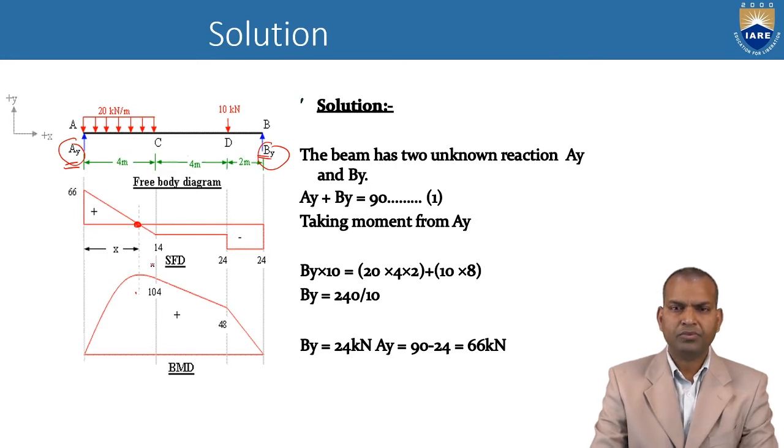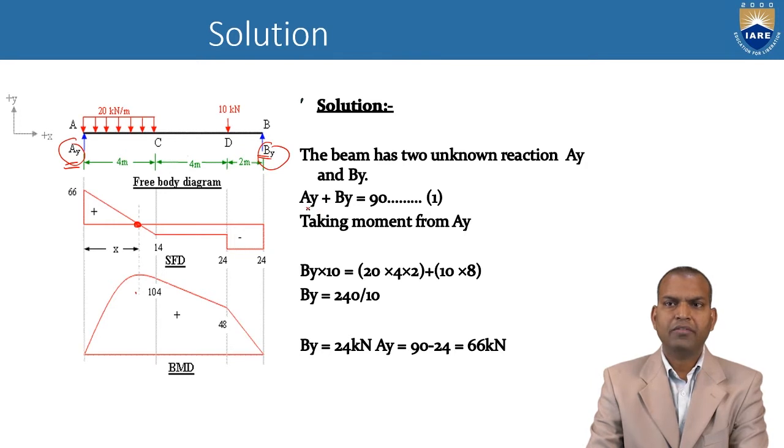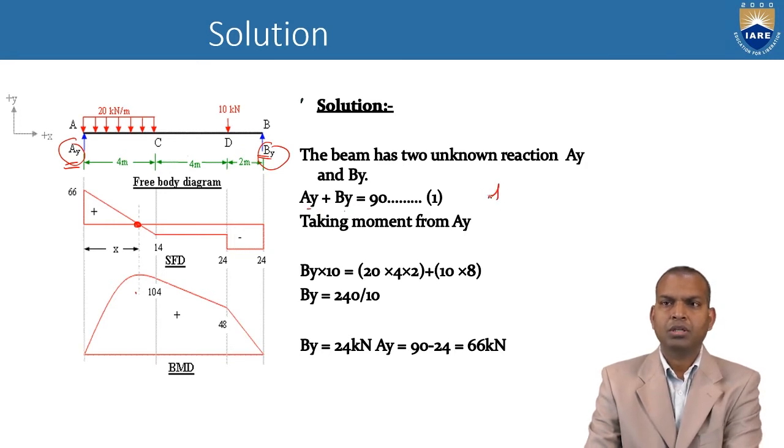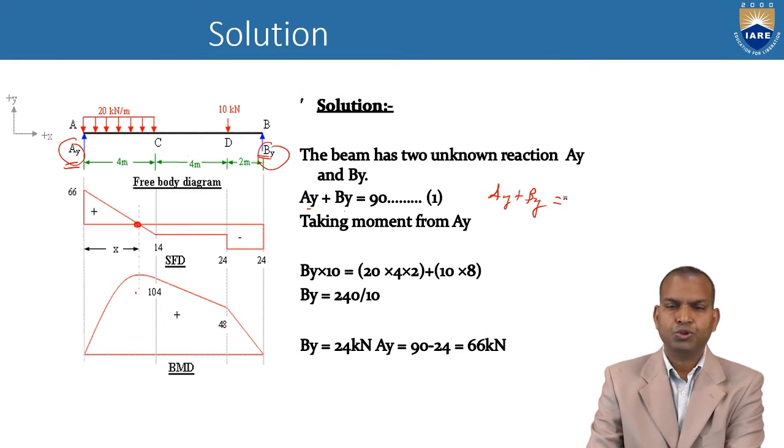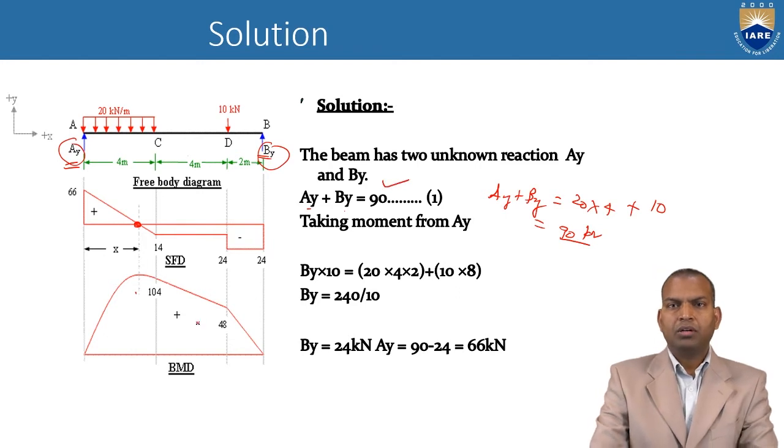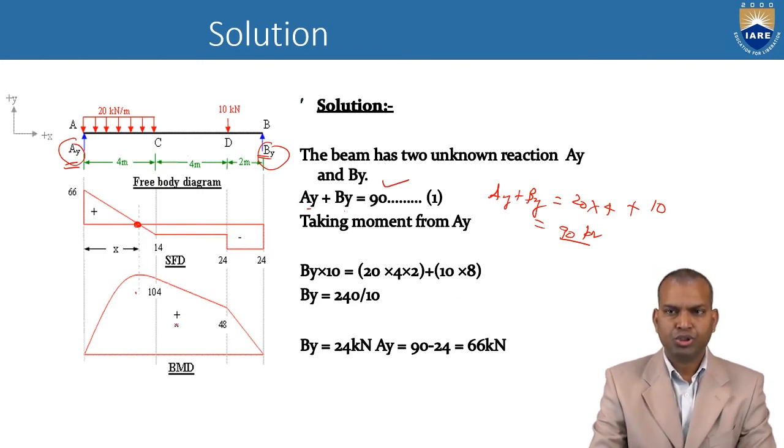Now, how to find them? Upward forces equal downward forces: Ay plus By equals the downward forces. Here, the UDL has to be converted into a concentrated load, that is 20 kilonewton per meter into 4, plus 10 kilonewtons, which totals 90 kilonewtons. So the vertical upward forces, Ay plus By, equal 90 kilonewtons.